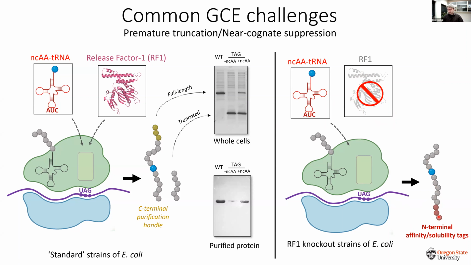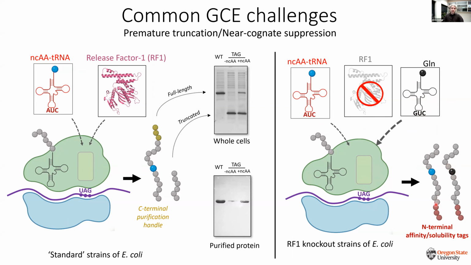Now, the one thing that we often don't acknowledge in the field when we use these release factor 1 strains is that while our tRNA is no longer in competition with release factor 1, what it is in competition with are natural tRNAs that will suppress the UAG codon through what we call near-cognate suppression. And what happens is that if our GCE system is not very efficient, which it turns out most of them that we've experienced are not, the near-cognate suppressing tRNA will come in and incorporate a natural amino acid into our protein.